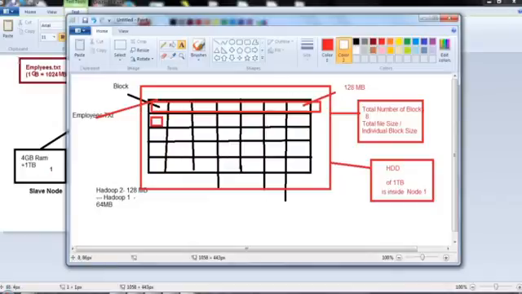Suppose you have a file of 1 GB, which is 1024 MB, and you want to store it on your Hadoop cluster, then it will accommodate a total of 8 blocks. So this is the way, guys, how your data is stored. A file can be in any format, Avro, CSV, or txt, whether structured, unstructured or semi-structured, and it will be stored in this pattern only. This is how data is stored in a Hadoop cluster.